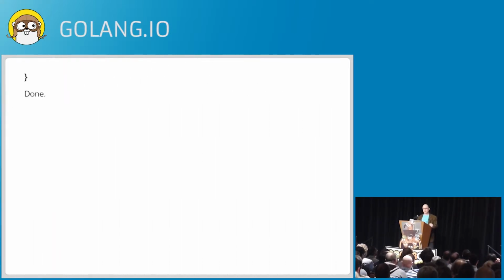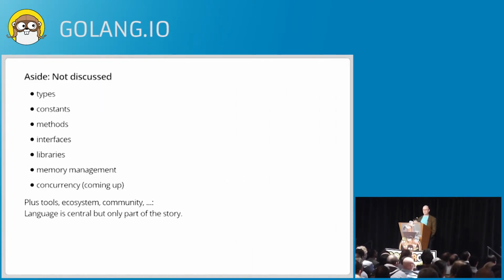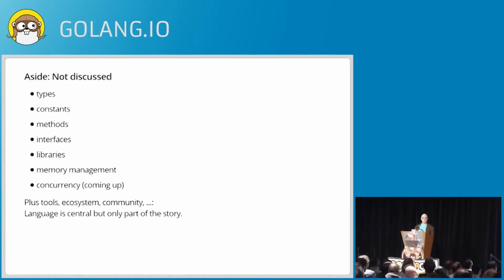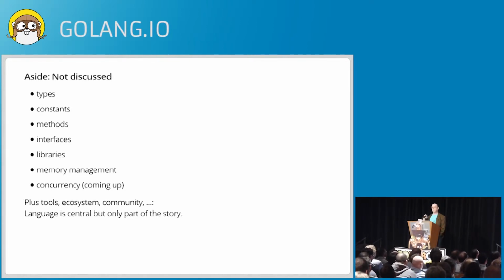And closing brace. And there we are. That's the end of Hello World. There's a whole bunch of things I didn't talk about in this program. I didn't talk about the types very much, what constants are, they're kind of magic in Go, methods, interfaces, how libraries work, how memory management is.